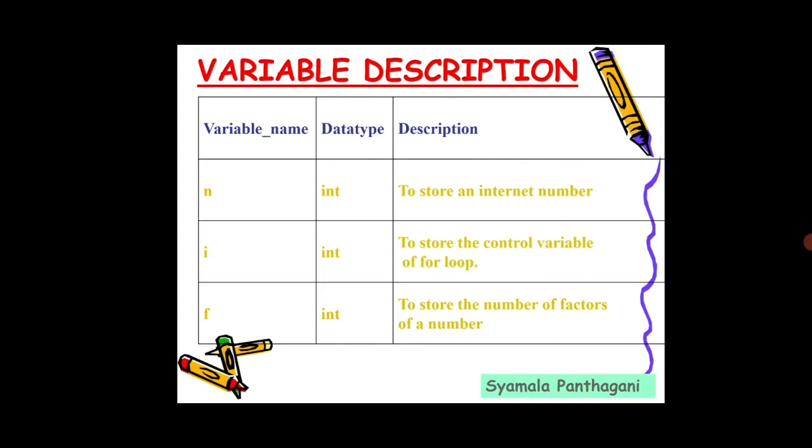The first one is n. n is an integer type data to store an integer number, and then next one is i. i is an integer to store the control variable of for loop, and f. f is an integer type data to store the number of factors of a number. These are the 3 variables we are using in the program.